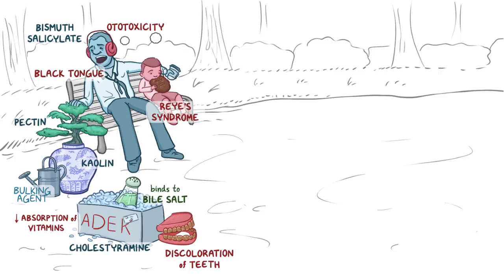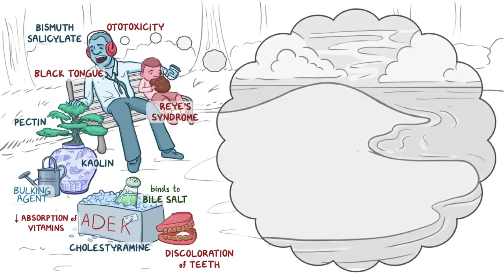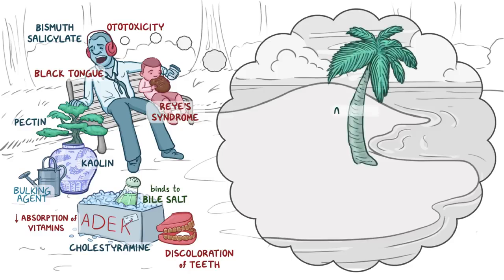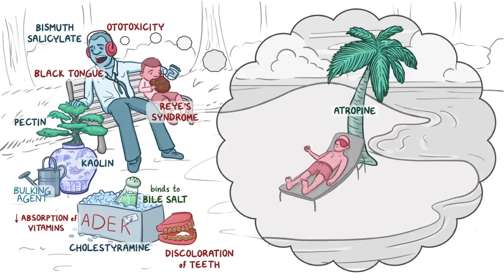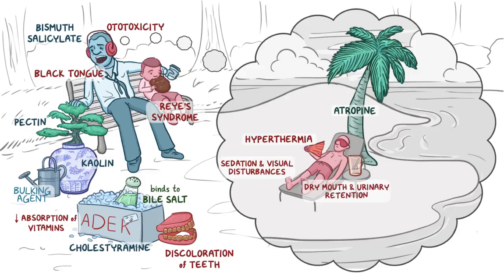Now, the businessman is thinking about his dream vacation, which, like all good vacations, will represent the medications that slow intestinal motility. There's an island with a tropical palm tree to represent atropine. For the side effects, let's have a guy taking a nap with a face mask on, representing sedation and visual disturbance. He's unconsciously fanning himself since he's experiencing hyperthermia. And there's a tall empty glass next to him to help you remember dry mouth and urinary retention.